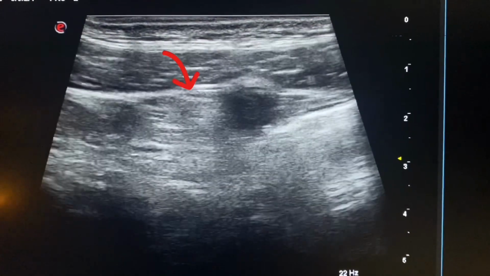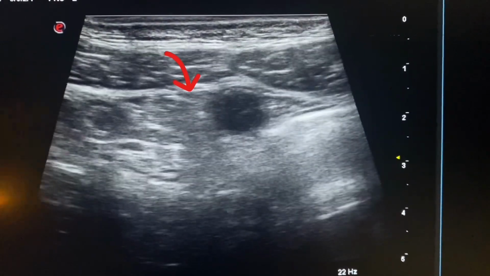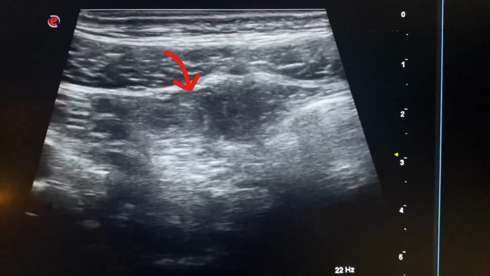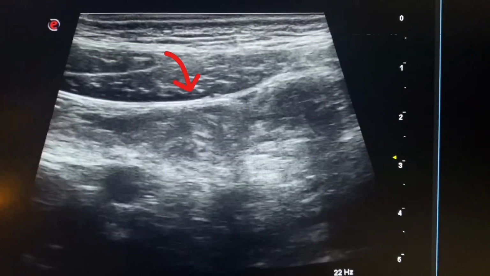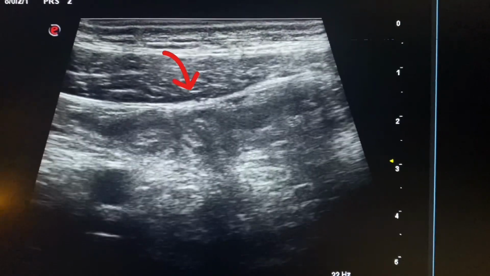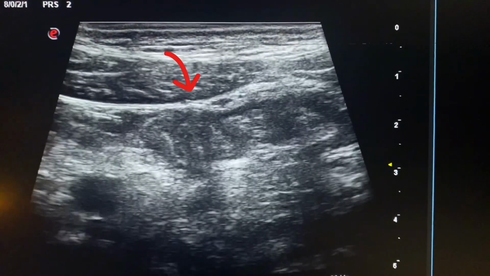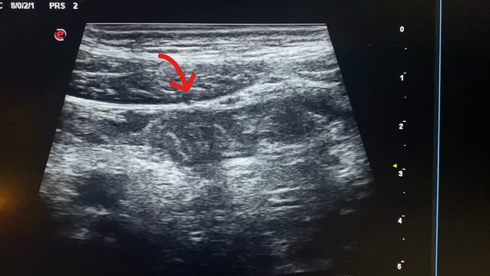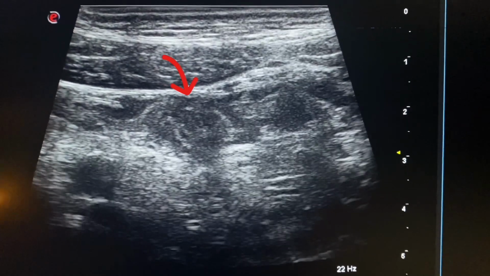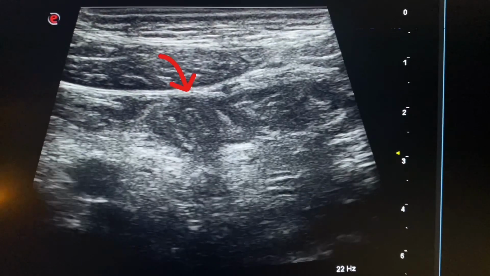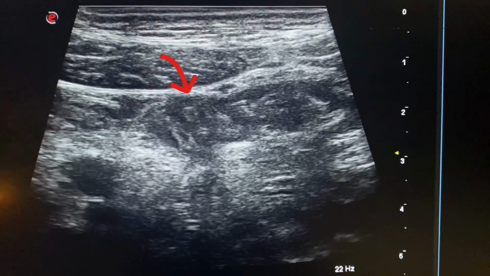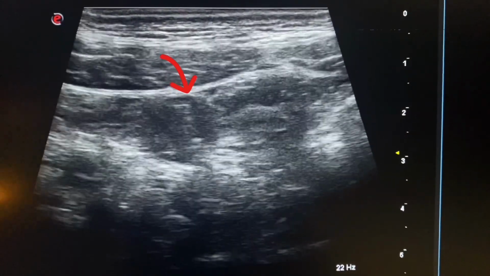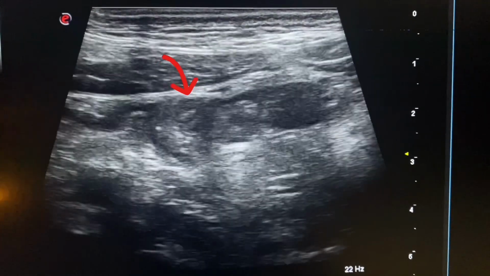Now we slowly slide the probe towards the right iliac region to locate the ileocecal junction or cecum. Here we see the distal ileum walls are prominent. A hypoechoic line is the muscular layer, the muscularis propria, and the echogenic lining inner to the hypoechoic lining is the submucosal layer.